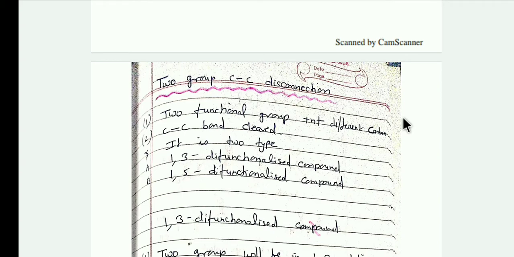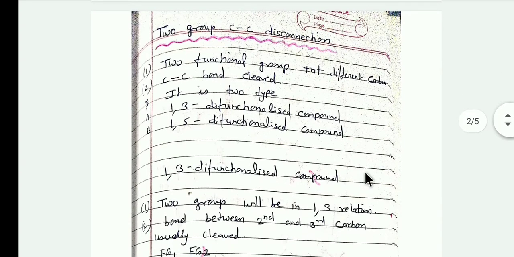If the two groups are present at the 1,3 position, then the compound is called a 1,3 difunctionalized compound. And if the two functional groups are present at the 1,5 position, then the compound is called a 1,5 difunctionalized compound. Now we take an example of a 1,3 difunctionalized compound.